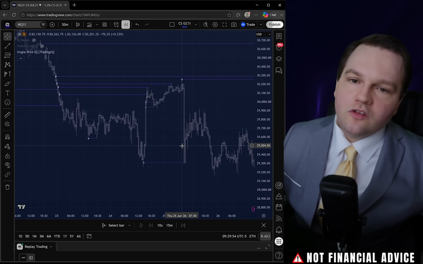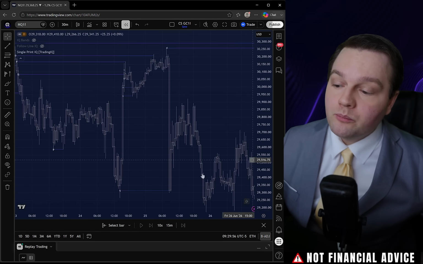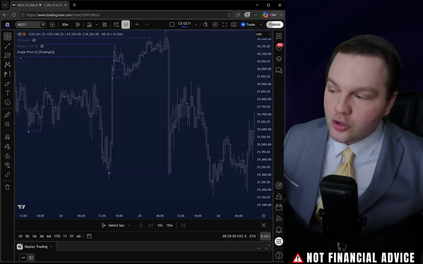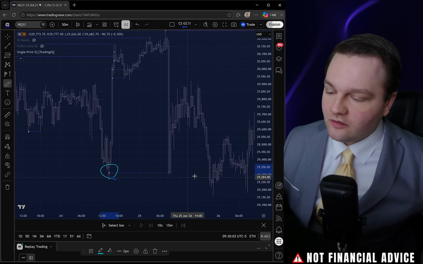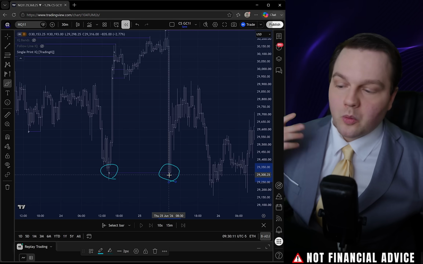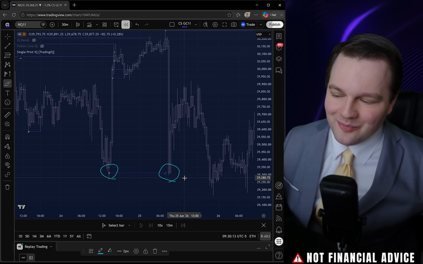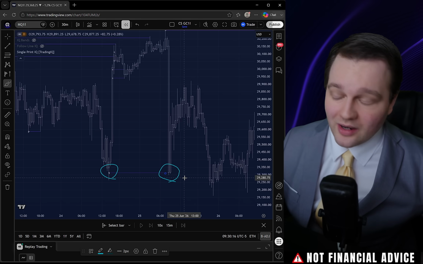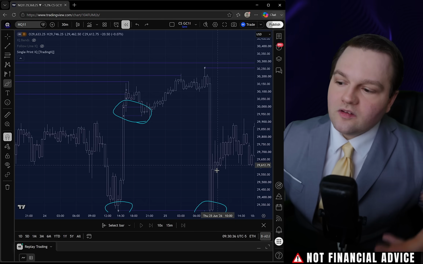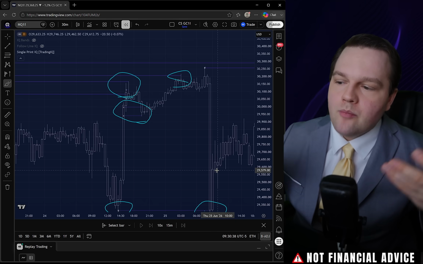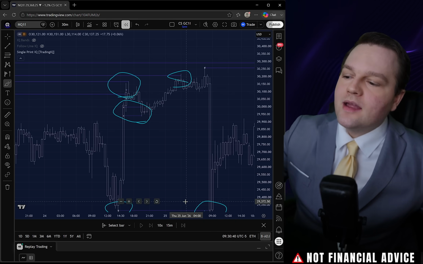There are many reasons why single prints are important, but if you're new, for now, just consider them as reaction zones. For instance, here, this is a single print. Miraculously enough, this happened to be a strong turning point once it was retested. Of course, that won't always happen.